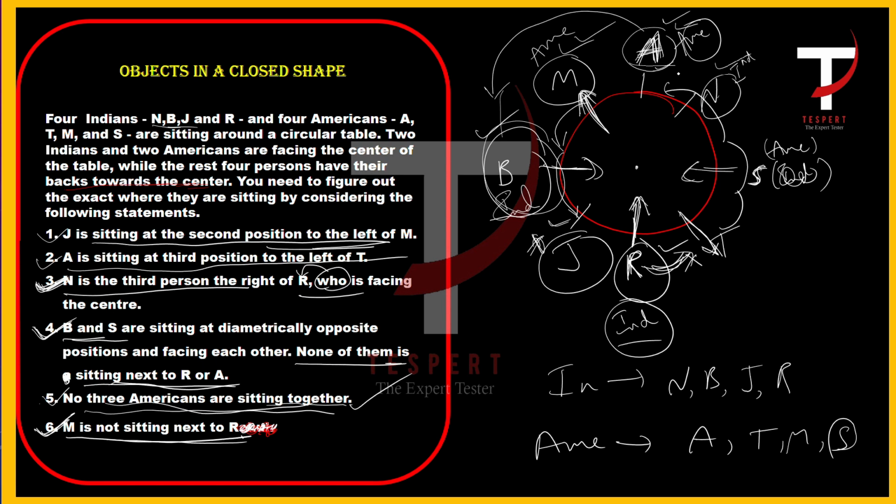R is an Indian, B is an Indian, N is an Indian, so one more Indian must be figured out. M, A, S are Americans, so one more American must be figured out, right? So we have to find T and J's nationality, right? So J must be an Indian, and T must be an American.